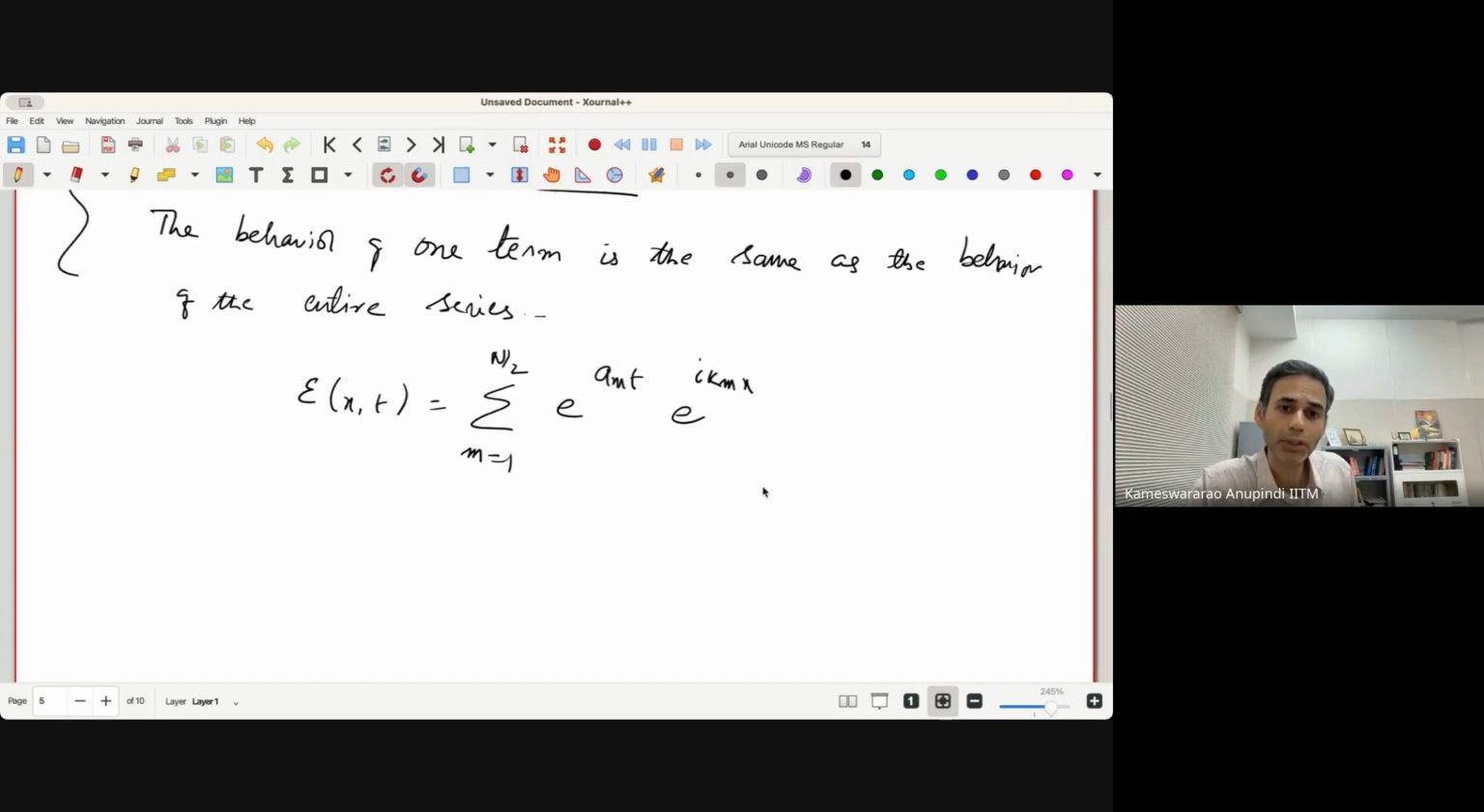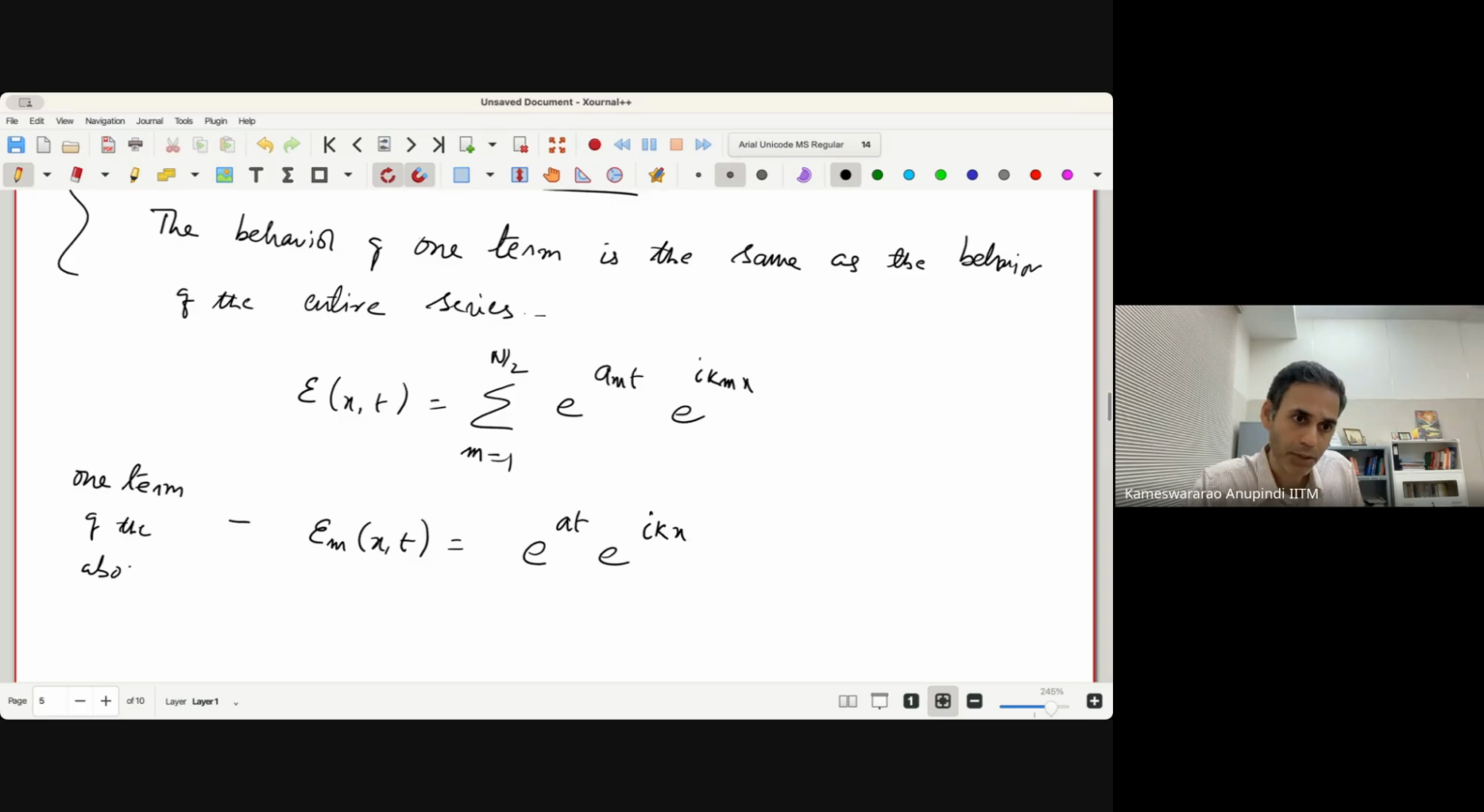Okay, so we're going to discard all these terms and only work with one term, that is epsilon_m(x, t) simply as e^(at) e^(ikx). So this is just one term of the above series, right? If this term behaves in an unstable way, then the entire solution is going to be unstable. That is the argument we are making, and we could only do this because the governing finite difference equation is actually linear.